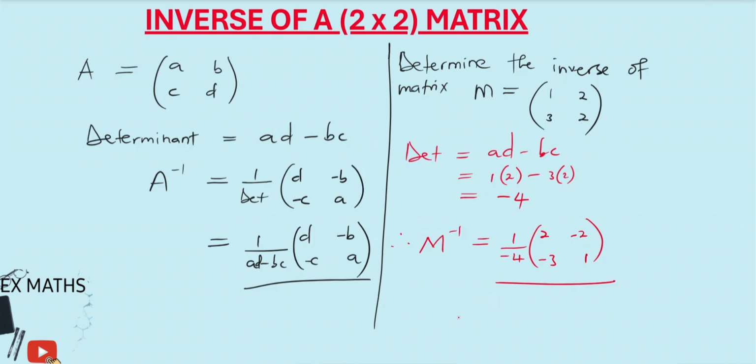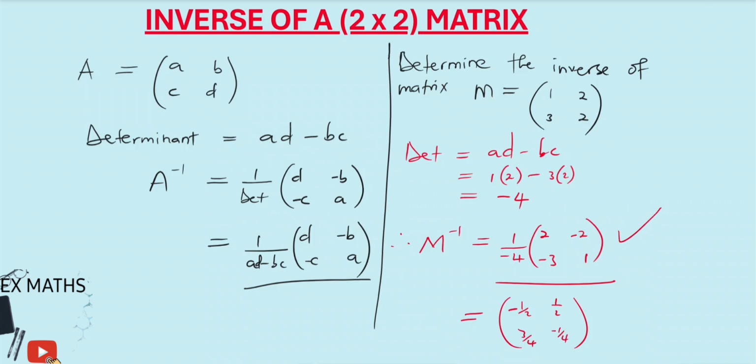You can end here, or others will choose to distribute this minus 4 inside. You will say minus 1/4 multiplied by 2. That will give us minus half. Then minus 1/4 times minus 2, we are going to get a positive half. Then for this one, minus 1/4 times minus 3 is going to give us positive 3 over 4. Then the last one, minus 1/4 multiplied by 1, will stay minus 1 over 4. That will be our inverse.